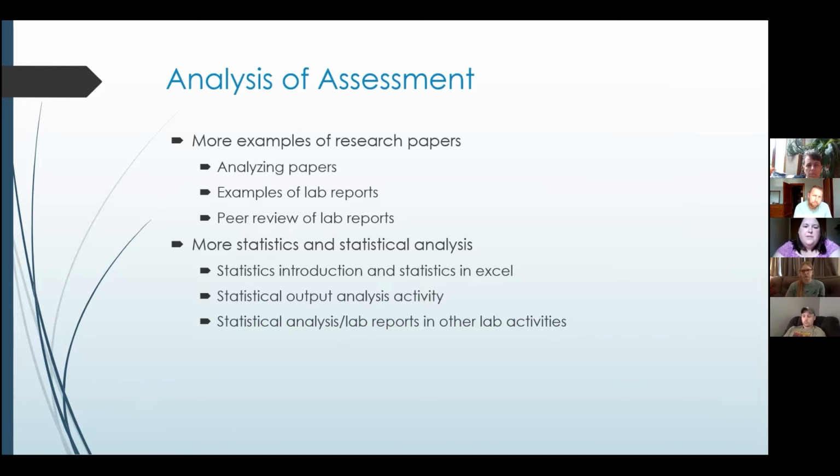Again, if I'm going to make students actually do statistical analysis for this, which I did, it means I'm going to have to spend more time teaching them about the statistics, right? That might include an introduction to statistics and how to do it in Excel, doing some different statistical output analysis activities, so that if you have this p-value, what does this mean for this hypothesis, and so on. And then also, there are other lab reports that they do throughout the semester, and being able to incorporate statistics into those lab reports too, so they have more practice, I think is going to be important.